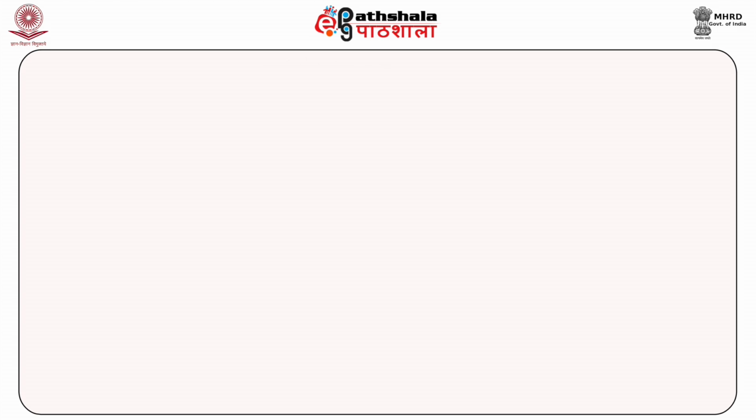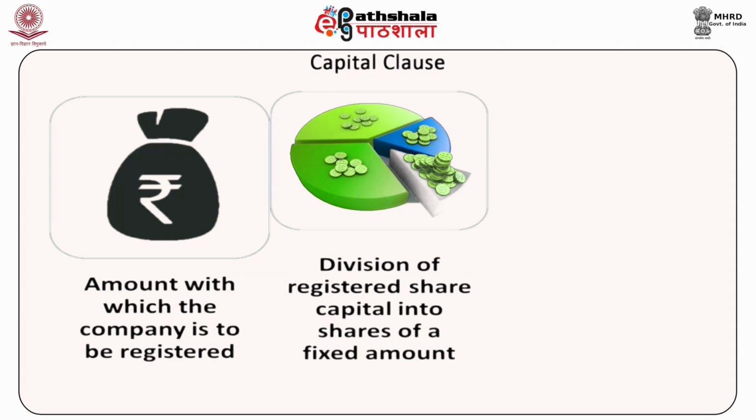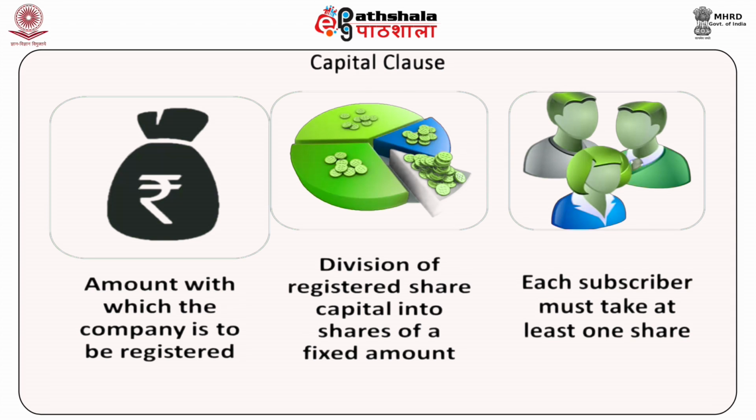Our next area of discussion would be the capital clause. The memorandum of association of a limited company having share capital must state the amount of share capital with which the company is to be registered, which is usually called authorized or nominal capital. Further, division of registered share capital into shares of a fixed amount is also required to be given in the memorandum. Each subscriber must take at least one share and write opposite his name the number of shares he takes.